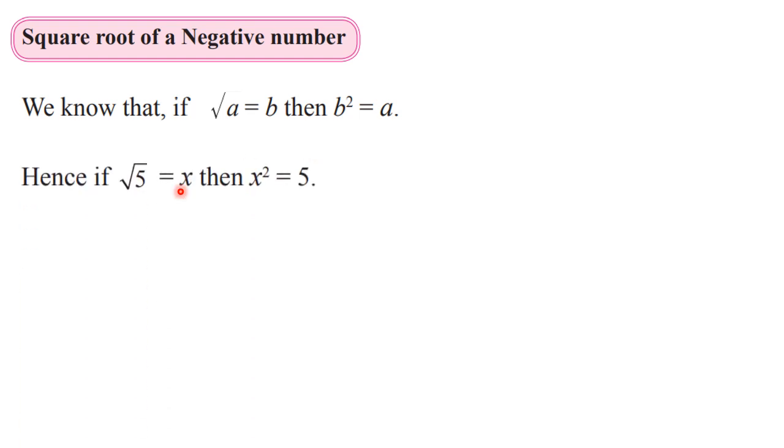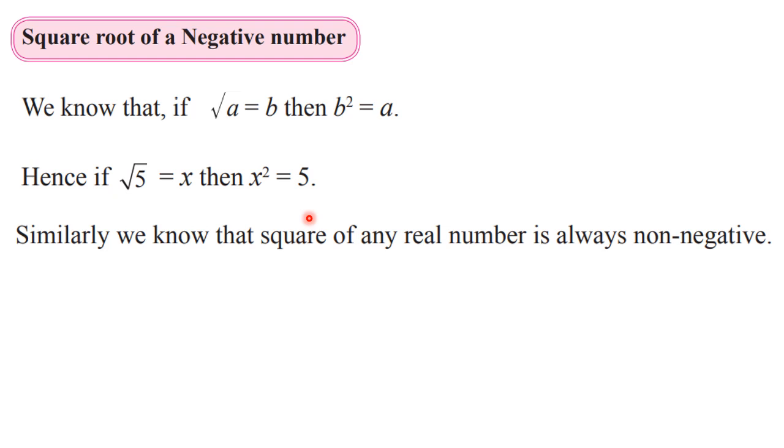Suppose we take a number like root 5. If root 5 is equal to x, then x square is 5. So we got a positive number here. So what we can say is the square of any real number is never negative. We are using this statement again and again, that square is never negative. That means the square of any real number is always positive, or always non-negative.